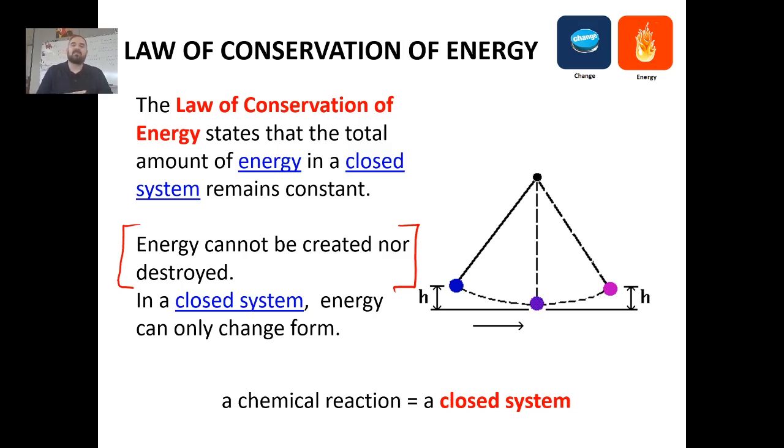Now, what's a closed system? A closed system is anywhere you're conducting your experiment. Let's say you have a beaker. If you're using a beaker for a chemical reaction, the chemical reaction is going to be your system, and everything that surrounds it is going to be your environment.